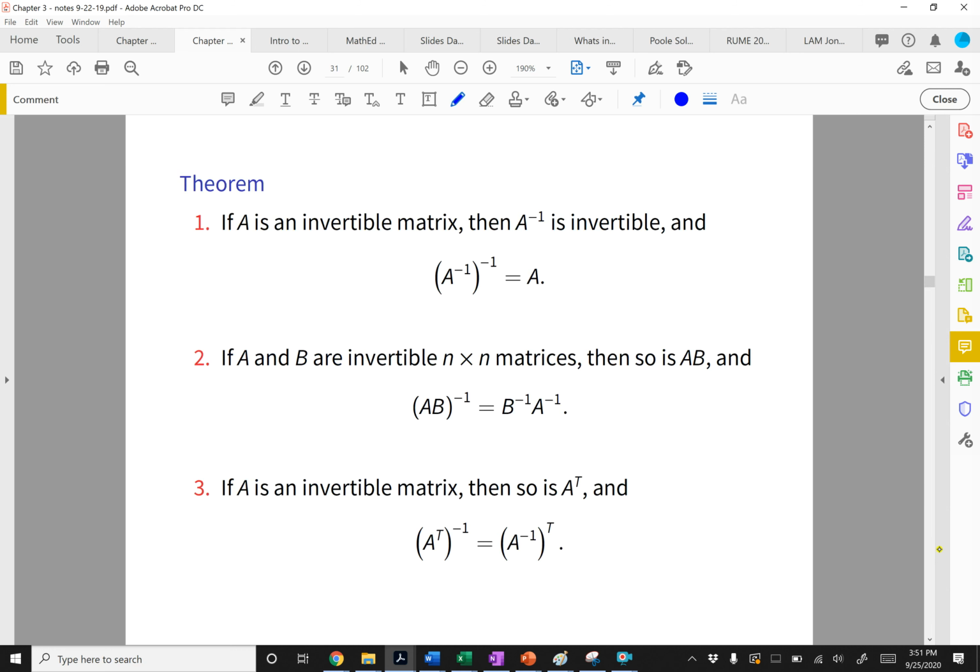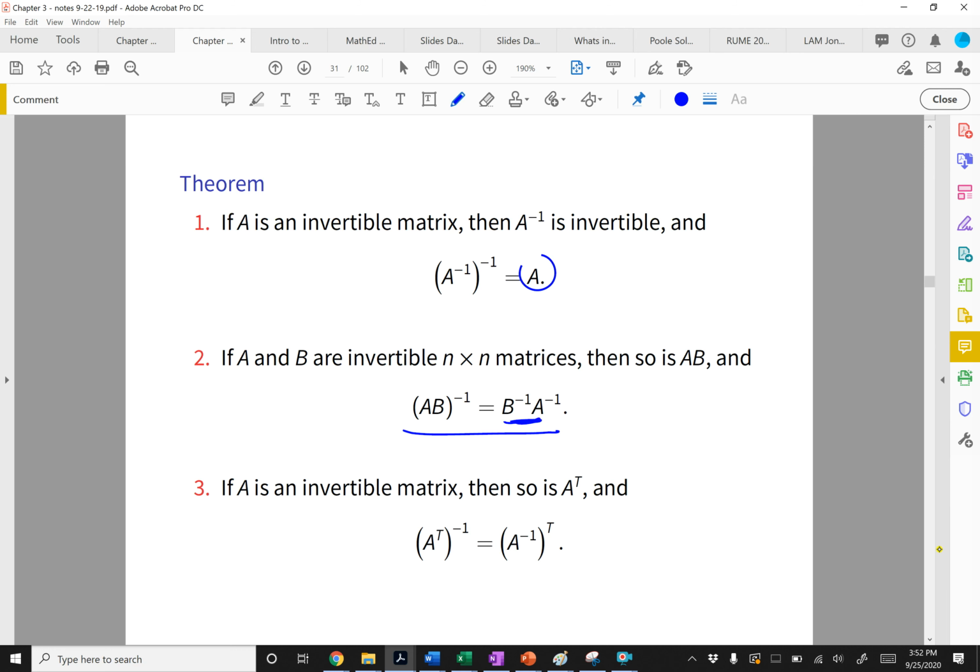Some key theorems. If A is invertible, so if A has an inverse, then A inverse is also invertible. So you won't ever end up with an inverse matrix that doesn't have an inverse. And the inverse of the inverse is A. The inverse of A inverse is just A. This one might throw you for a loop. First, if A and B are invertible n by n matrices, then A times B is invertible, and that inverse is B inverse times A inverse. You switch the order.